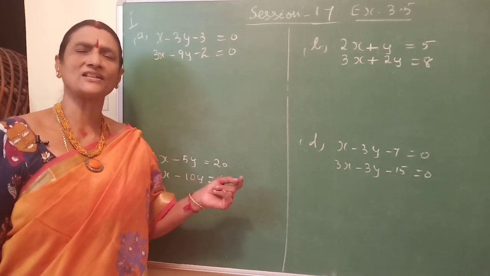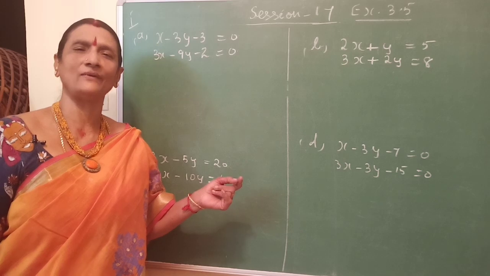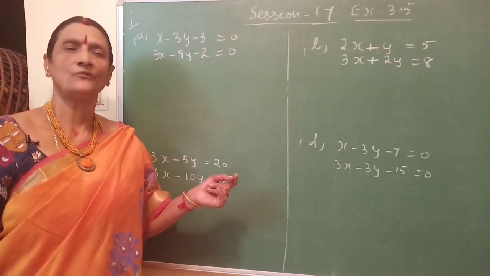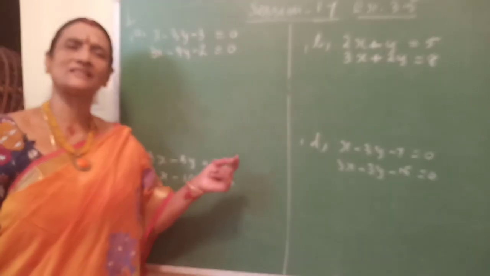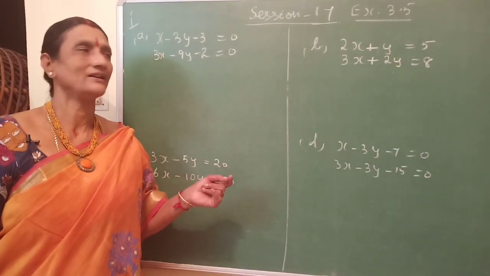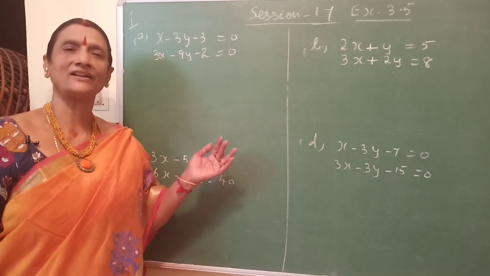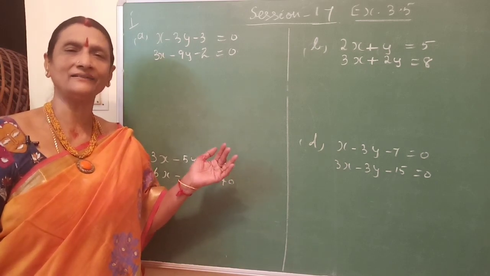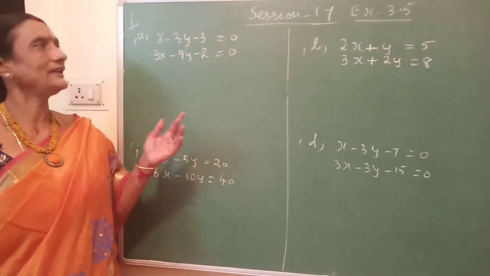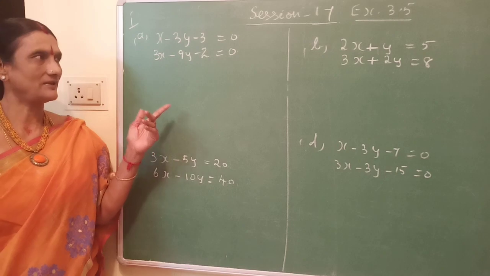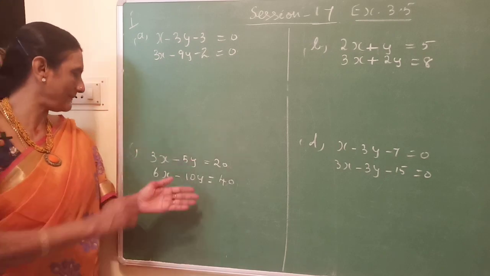Now before we actually substitute for the values of a1, a2, b1, b2, c1, c2 and so on, first we will work out certain simple sums from exercise 3.5. Then we will actually apply the formula. Okay, now the first sum of exercise 3.5 has 4 subdivisions, named A, B, C, D.